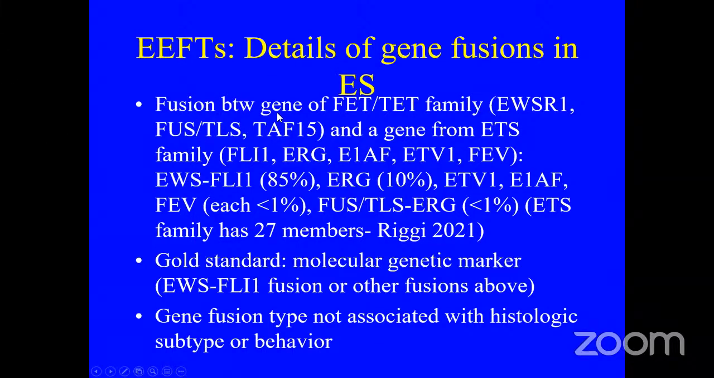As I mentioned to you, there is fusion between a gene of the FET/TET family and a gene from the ETS family. And there are various genes mentioned here on this slide. And as you can see here, in 85% of cases of Ewing sarcoma, there is fusion between EWS and FLI1, and there is fusion between other 2 genes in a small percentage of Ewing sarcoma. The gold standard is molecular genetic marker demonstrating fusion between EWS and FLI1 gene, or other fusions shown here in this slide. And this demonstration will have to depend on NGS rather than FISH or RT-PCR.